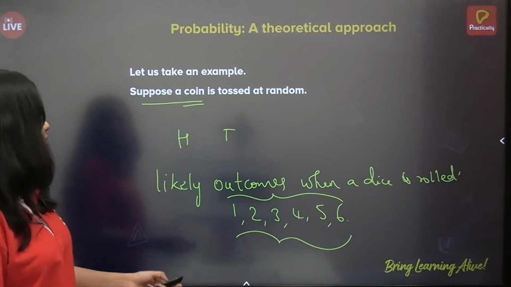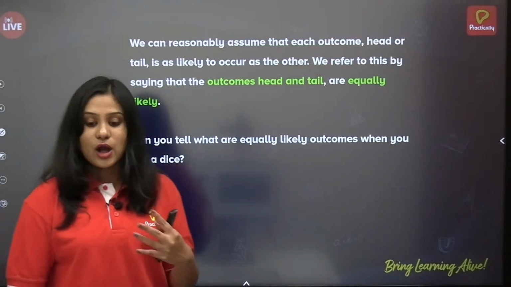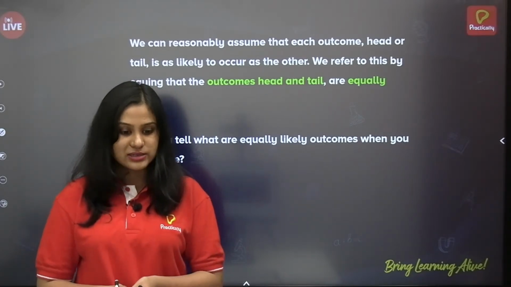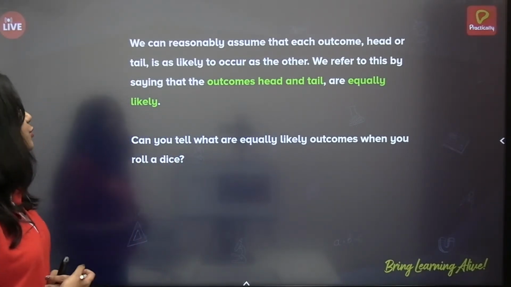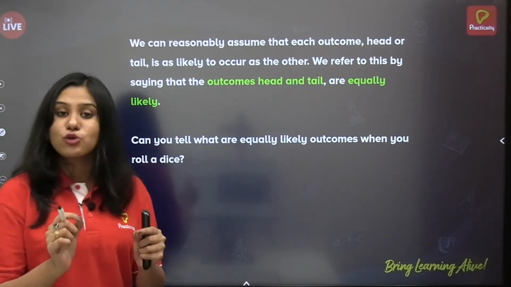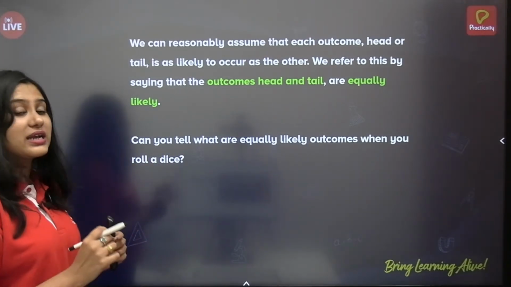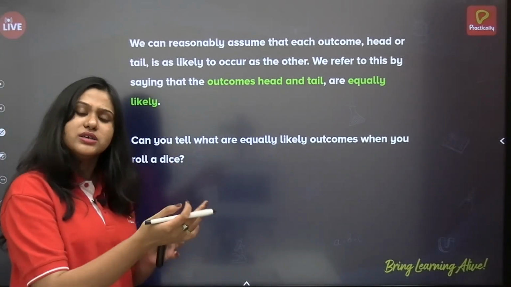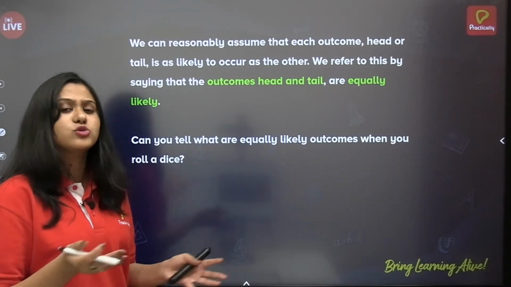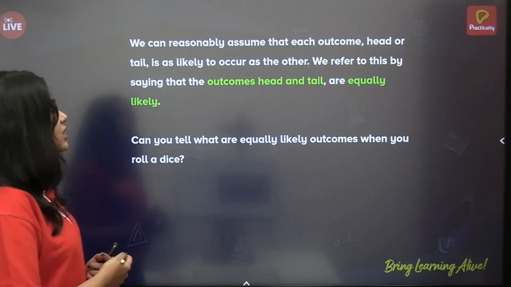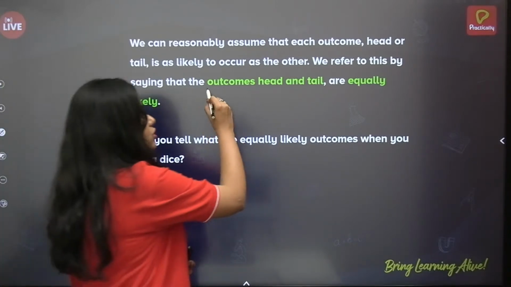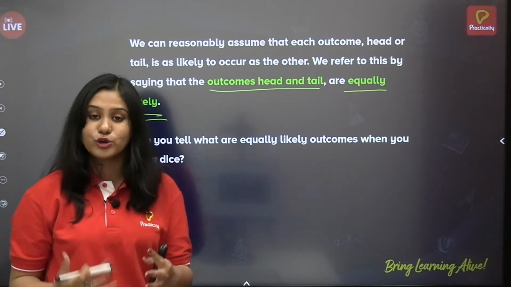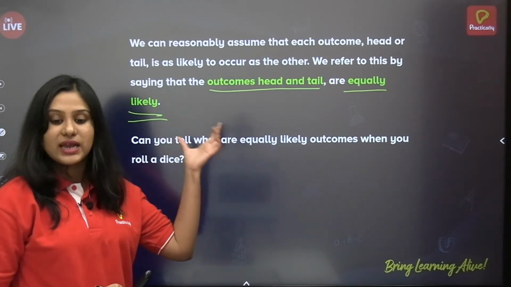Correct? Next. So this is how we study what is a theoretical approach to probability. So we can reasonably assume that each outcome, head or tail, is as likely to occur as the other, correct? Of course, the probability of getting head is 1 by 2, tail is also 1 by 2, so both are equal probability. We refer to this by saying that the outcomes head and tail are equally likely. What do we say? They are equally likely.